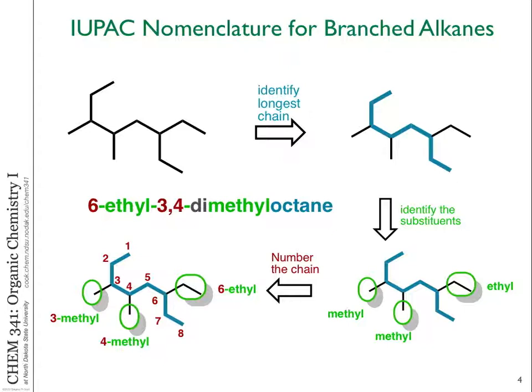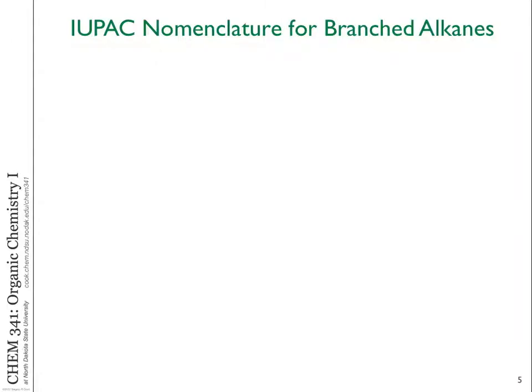Then we just put the name together with the locants, or the numbers for the positions. So on the number 6 carbon is an ethyl group, 6-ethyl, and there are 2 methyl groups, dimethyl. So 3,4-dimethyl octane, and we put that all together. Pretty straightforward, right? Okay, let's take a look at some other examples. Let's just draw something here.